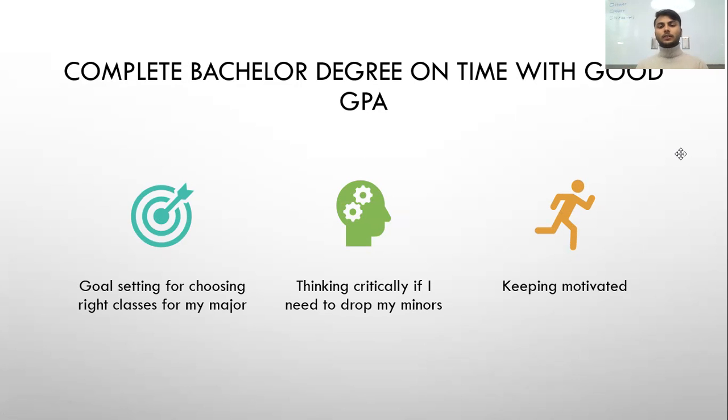So for example, I need to set the goal that I'm going to take these classes in this semester and this year. If I don't set a goal or plan for it, then I may take classes which are not for my major. So I need to be very careful about it. If I don't care about those things, then I may not graduate on time. So for that reason I need to set the goal of which classes to take and in which semester. And then thinking critically.